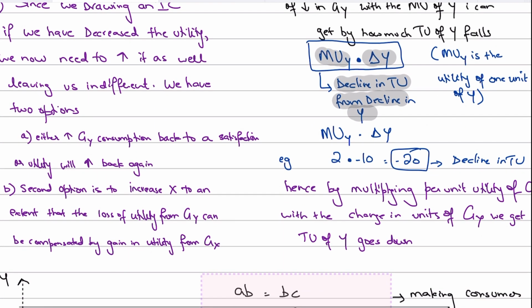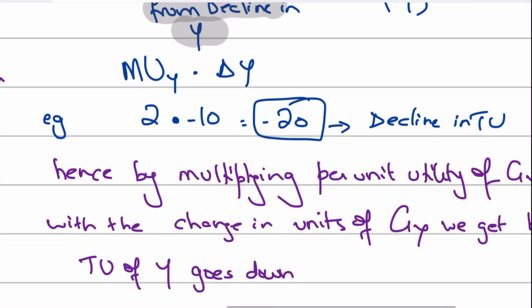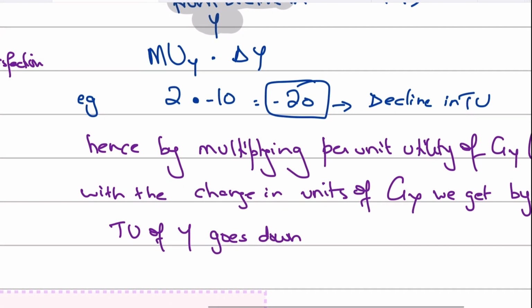So let's say that I was getting a utility of 2 by consuming 1 unit of Y. So MUy was 2, right? So I was getting a utility of 2, and if I multiply that by, let's say I reduce my consumption, hypothetically speaking, of Y by 10 units, my total utility has declined by 20, right? Which means that now my utility has to go up by 20 by increasing the consumption of X, right?